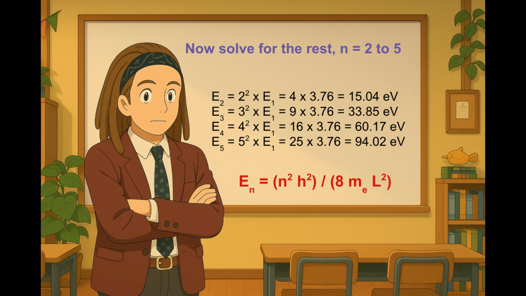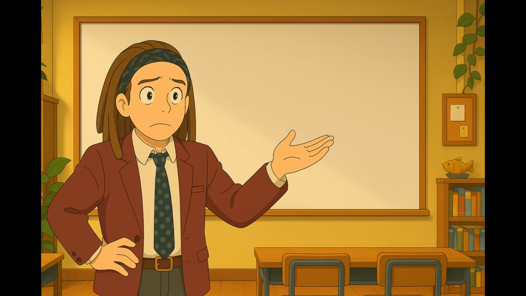So, the ground state energy is 3.76 eV, and the next four lowest energy states are 15.04 eV, 33.85 eV, 60.17 eV, and 94.02 eV. Step 5. Checking our answer. Let's quickly check for consistency.